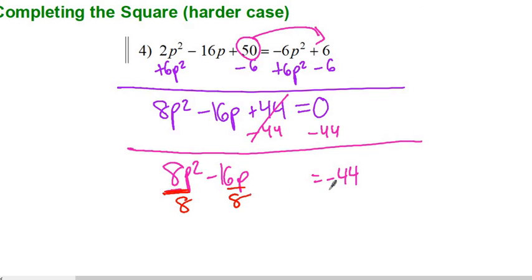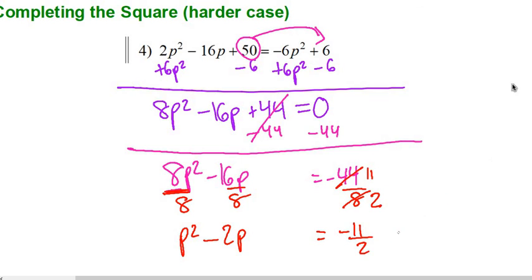That means we have to divide everything here by 8. So we'll have p squared, 16 divided by 8 is 2p. And then this right here simplifies. 4 goes into that twice, and 4 goes into 44 11 times. So that's the same thing as negative 11 over 2.